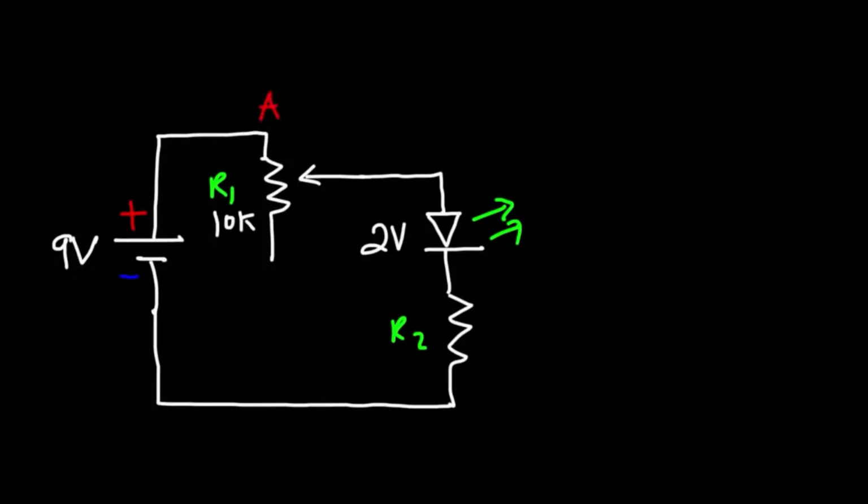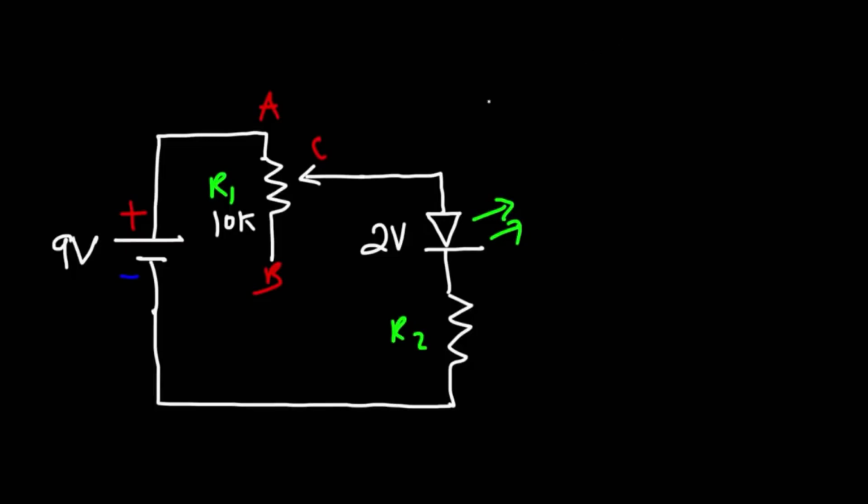Let's call this point A, B, and C. So between A and B, the resistance is always 10 kilo ohms. But between A and C, it can vary between 0 and 10 kilo ohms. Now, if R1 goes to 0 kilo ohms, that's dangerous for the LED, because without R2 there, we could have too much current flowing through the LED. So R2 serves to protect the LED in the event that R1 is tuned to 0 kilo ohms.